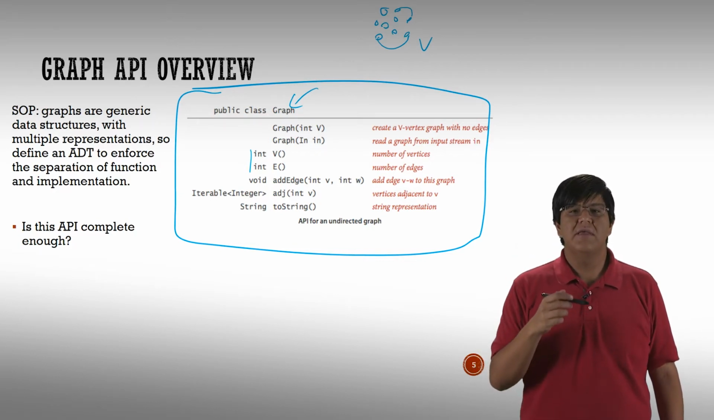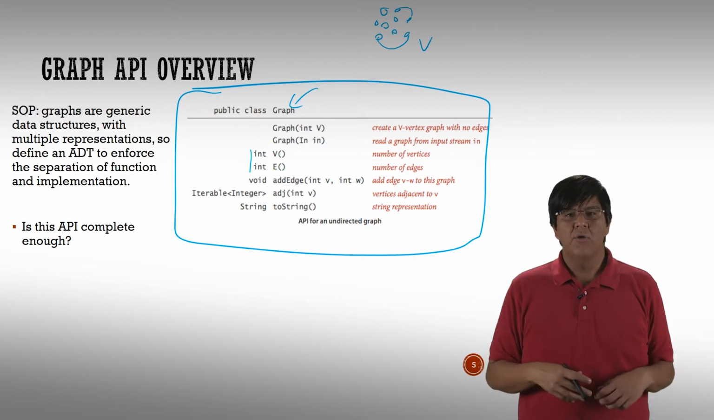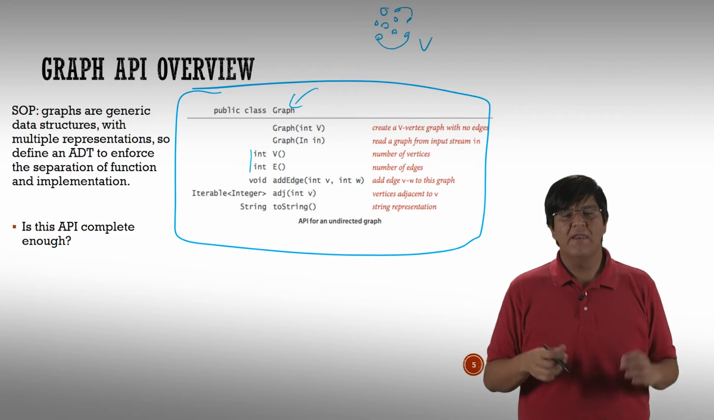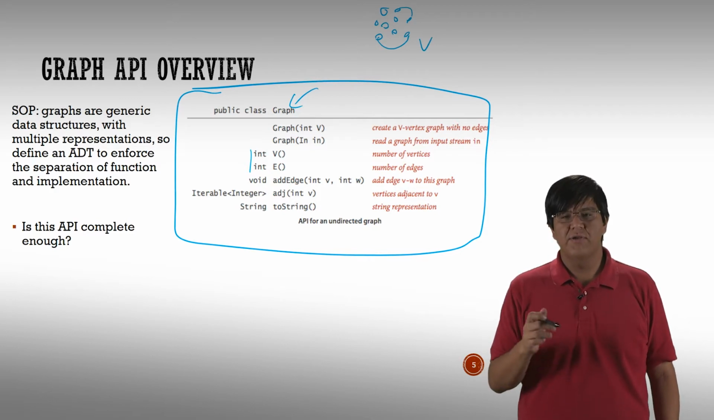Give me the adjacency list on it, right? So basically, who's adjacent to it? What nodes are next to it? If I have a node 10 and connected to it are nodes 1, 2, and 3, this function will return to me 1, 2, and 3. So it's a way basically of viewing the neighbors of a node. Who's connected directly to this node?